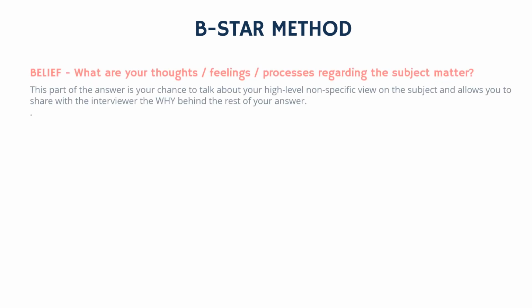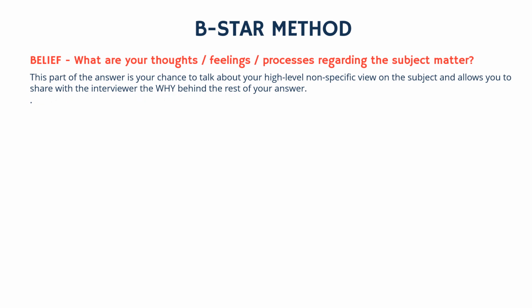The best way to pull this off is by using the B-star method. Using this technique, you will split your answer into 5 individual parts. The first is the B, which stands for belief. You want to begin your response by sharing your thoughts and feelings regarding the subject matter. This helps set the stage for your answer and demonstrates your personal connection to the topic. If this doesn't make much sense to you, don't worry, there will be an example answer using this structure later in this video.